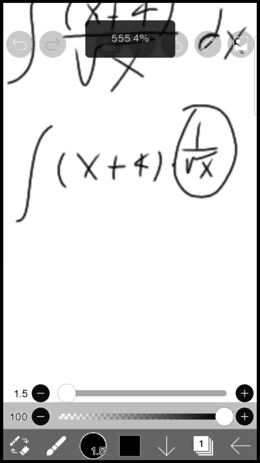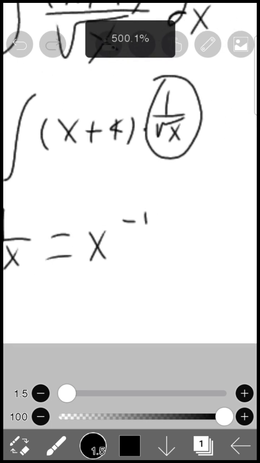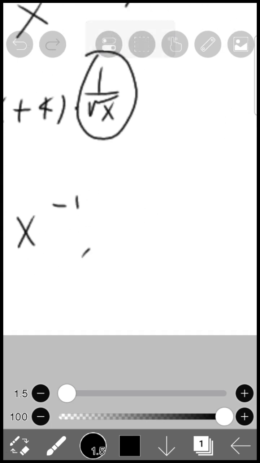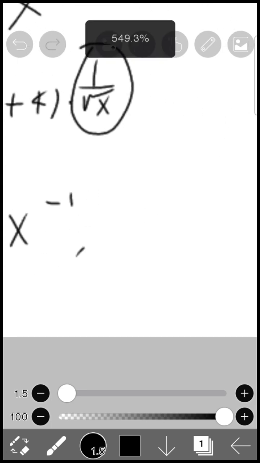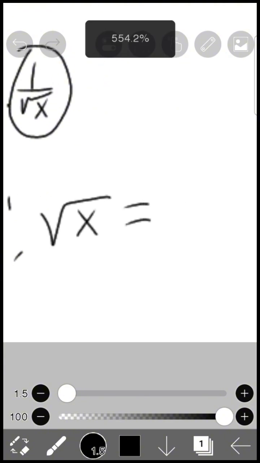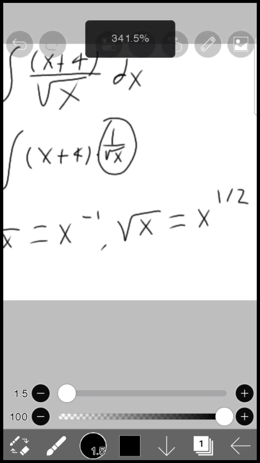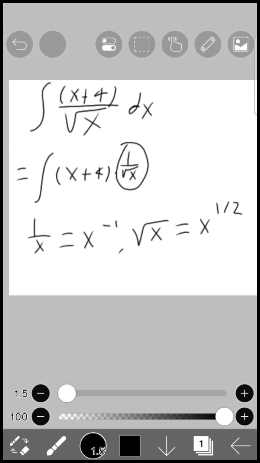As we all know, according to the laws of exponents, 1 all over x is equal to x raised to the negative 1. However, according to the laws of exponents as well, square root of x is equal to x raised to the power of 1/2. Alright, so if that is the case, then let's apply both rules.